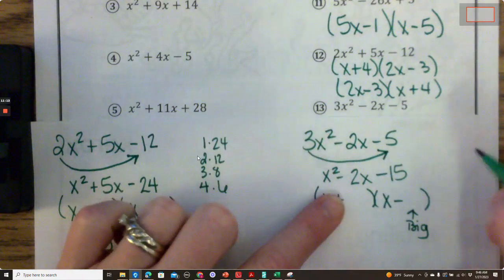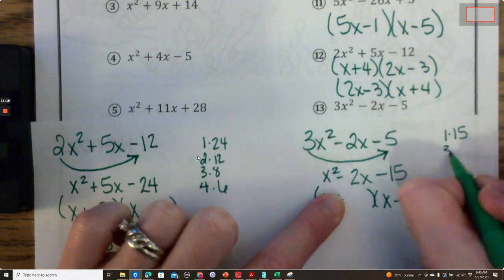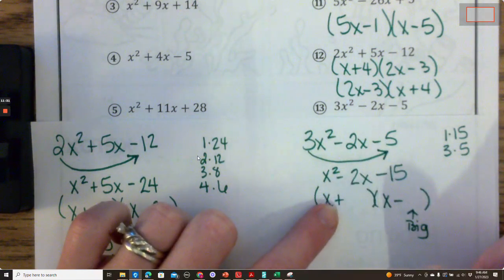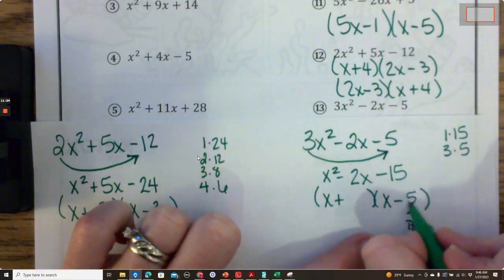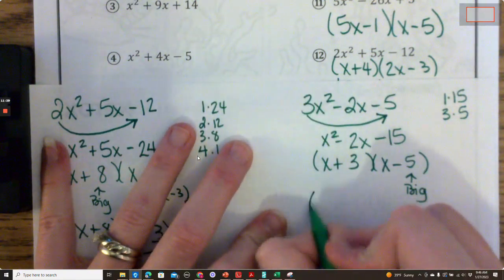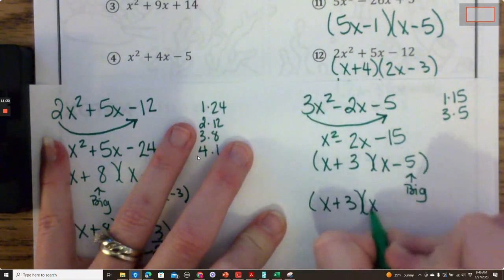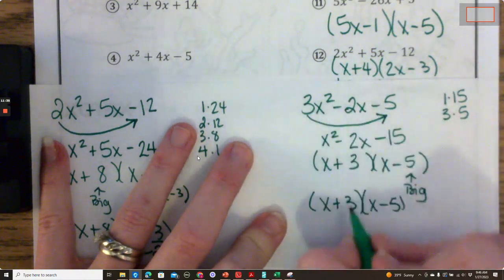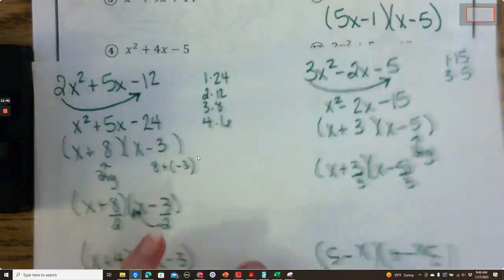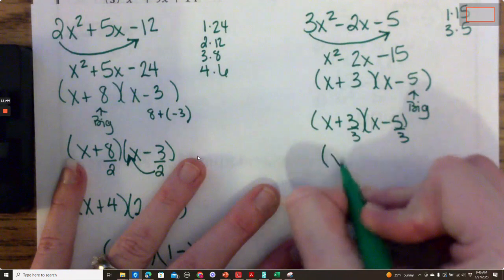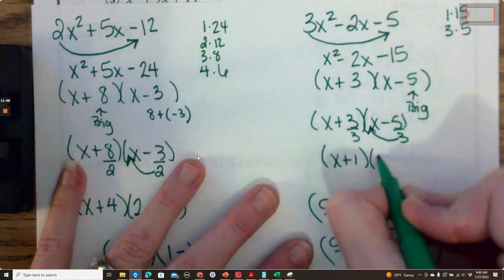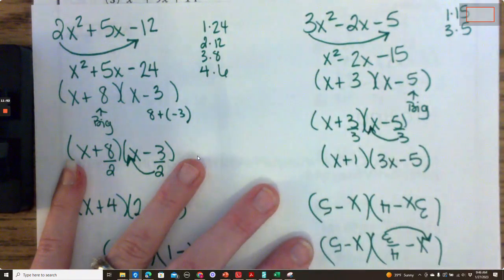And so factor 15. 1 and 15, 2 won't do it, and then 3 and 5. So which set will add or subtract to give me a negative 2? 3 and 5. Bigger one goes here. Positive 3 plus negative 5 does give me a negative 2. Then we've got to replace this 3. We slid it, so we've got to bring it back. 3 over 3. Again, if you're not sure, type it in your calculator just like a fraction. Simplifies to a 1. 5 over 3 won't simplify, so slide that 3 back in front of the x.